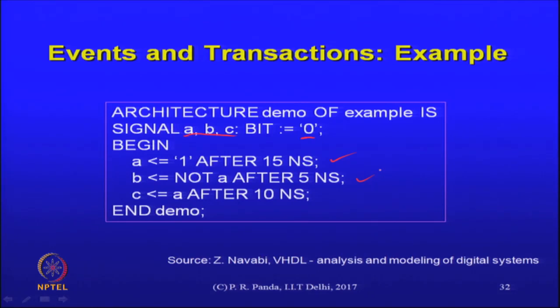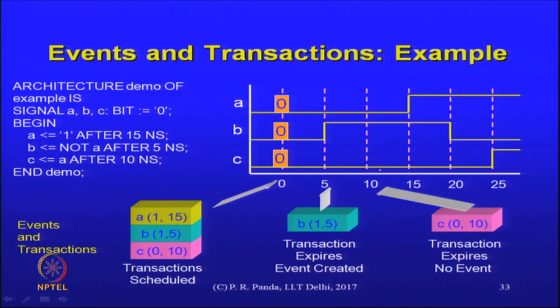Let us just trace through the simulator's waveform, but also in the process understand these differences, first of all between events and transactions, and then later on between inertial and transport delays through this example. Here is my waveform. I have all the values being initialized to 0 at time 0. Okay. So, A, as we saw, takes the value of 1. So, there is a transition at time equals 15 nanoseconds from 0 to 1 for A.